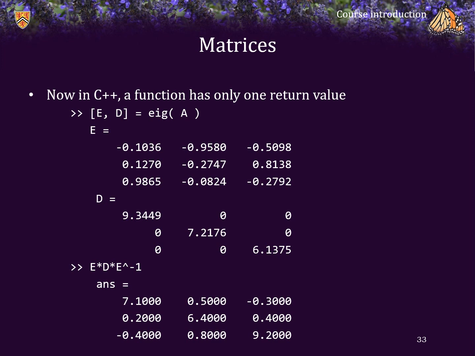Now, if the matrix A was symmetric, then E could be an orthogonal matrix, in which case its inverse is the transpose. However, in this case, that is not the case. You may recall that the matrix A was not symmetric, and therefore the inverse must be explicitly calculated.